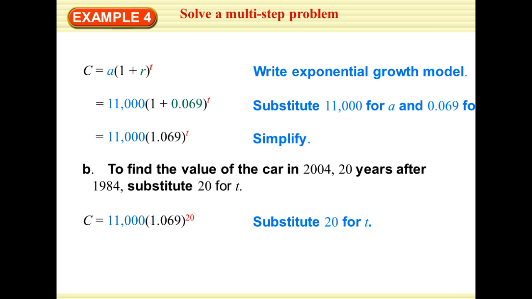In this case, you can plug that into the calculator, and you're going to end up with $41,778. So that would be the final value of the car in 2004. And that would be an example of exponential growth.